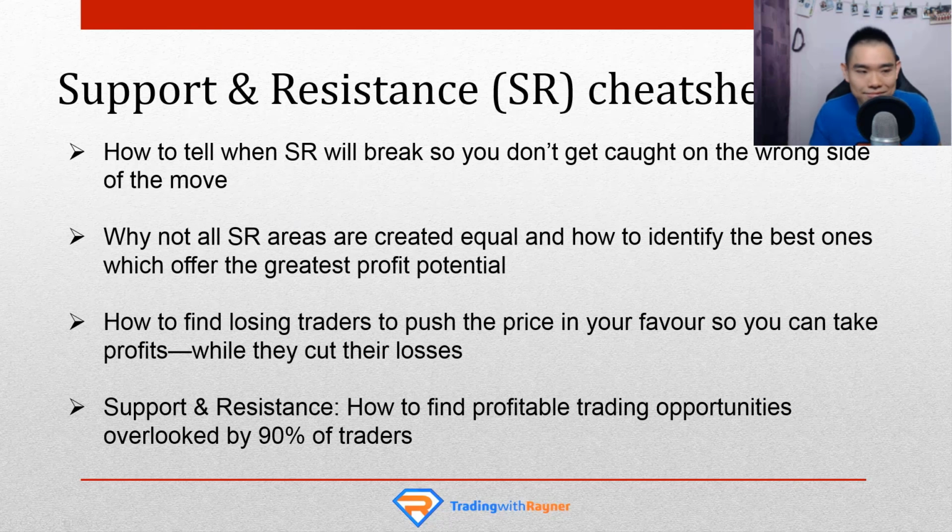Number two, why not all support and resistance areas are created equal, and how do you actually identify the best ones that offer the greatest profit potential? Ka-ching! The third thing, how do you actually find losing traders to push the price in your favor so you can take profits while they cut their losses? I know that sounds sadistic, but it's true. And finally, how do you find profitable trading opportunities in support and resistance that are overlooked by 90% of traders? So without further ado, let's kick things off.